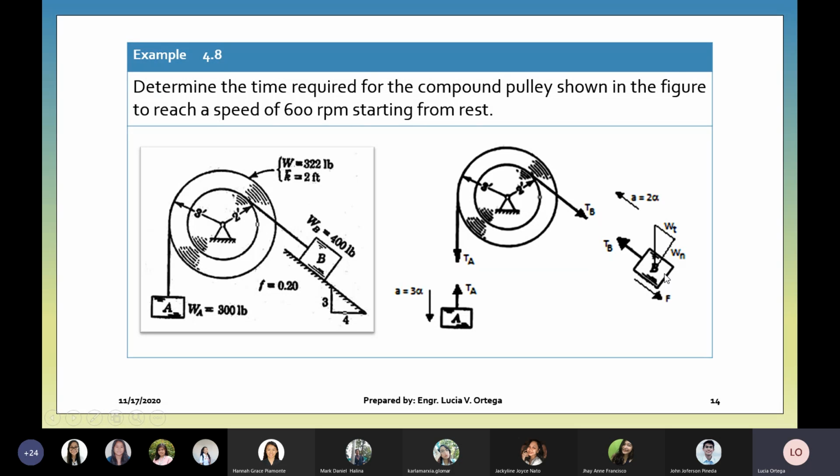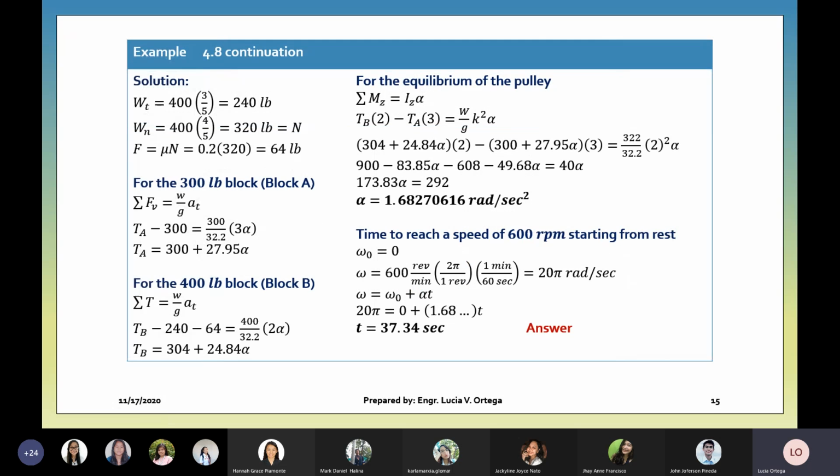Okay. So the weight, you know that it's directed downward. It will have its normal and tangential component. So we follow the slope. Okay. So to start the solution, the weight tangential for the 400 block is 400 times 3 over 5, so 240 pounds. The normal is 400 times 4 over 5, so 320 pounds. Okay. Why is there N here? Normal and tangential. Okay, nilagay ko doon.